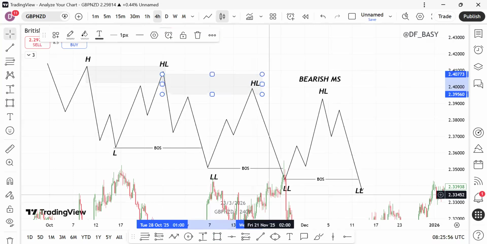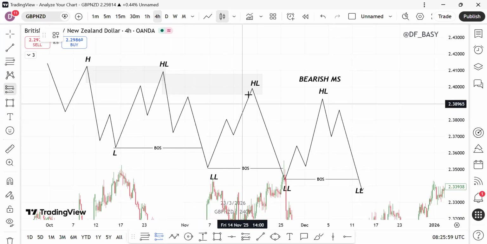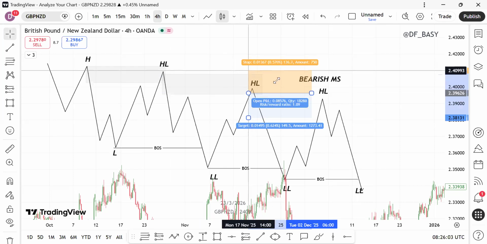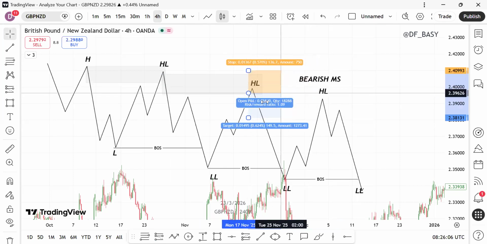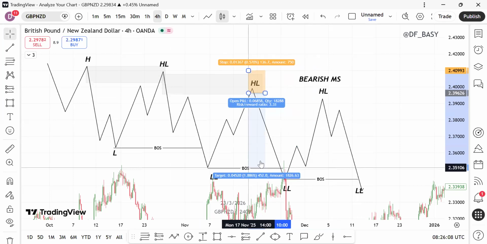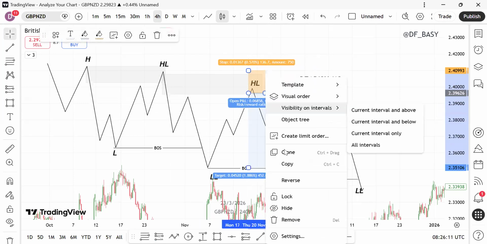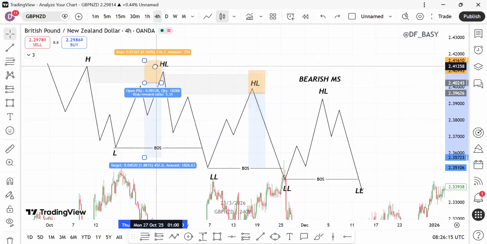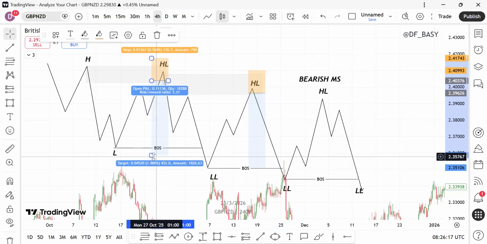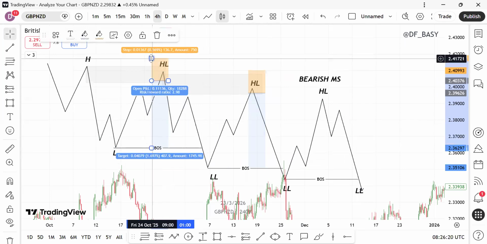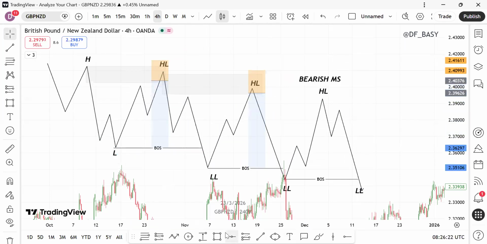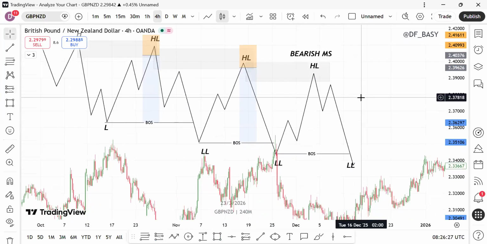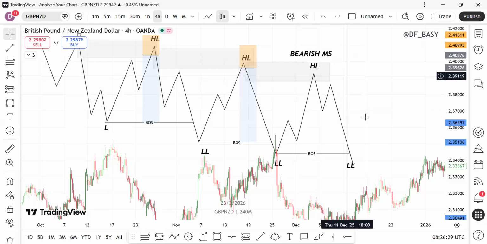So I'll be taking sales here to break structure to the downside, taking a sell from here to break structure to what? To the downside, to take out this lower low, targeting that lower low. I'll be doing the same thing here, targeting the lower low, with my stop loss above the other block. Same thing here, right? So understanding this market structure, you can trade the market.